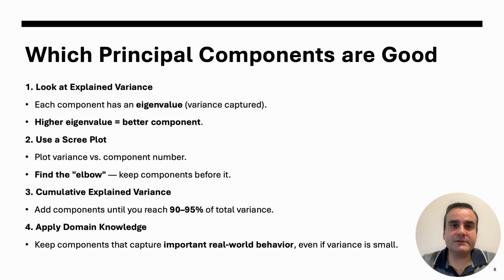Not every principal component is equally useful. To pick the right ones, first check the explained variance. Components with high eigenvalues are better. Next, use a scree plot where we look for the elbow, the point after which adding more components offers little extra value. Another approach is to look at cumulative explained variance and keep enough components to reach 90 to 95% of the total variance. Finally, use your domain knowledge. Sometimes components that capture important real-world features must be kept, even if they explain less variance statistically.